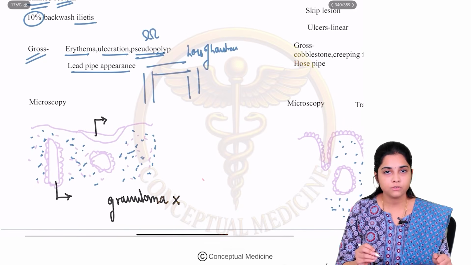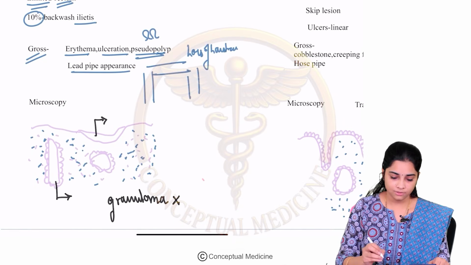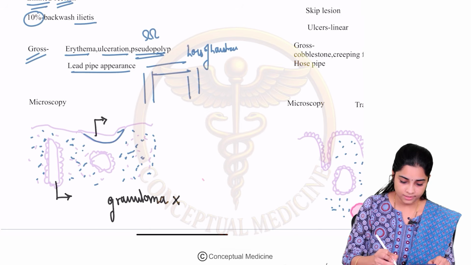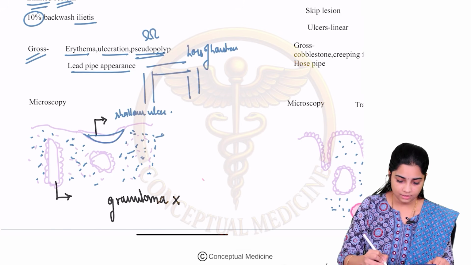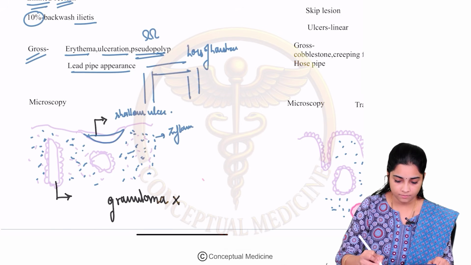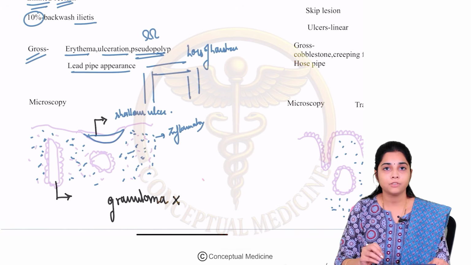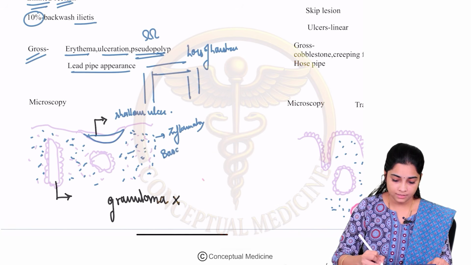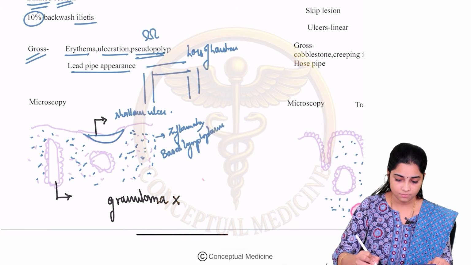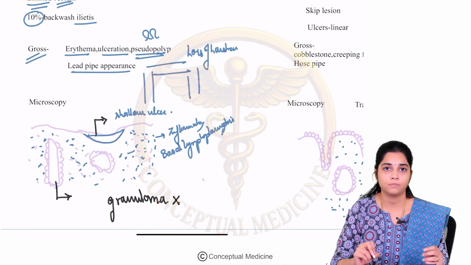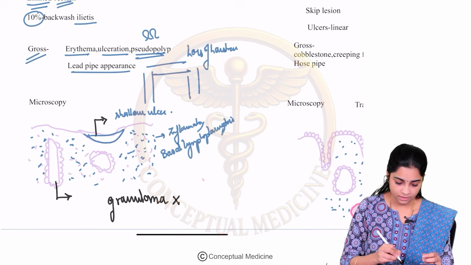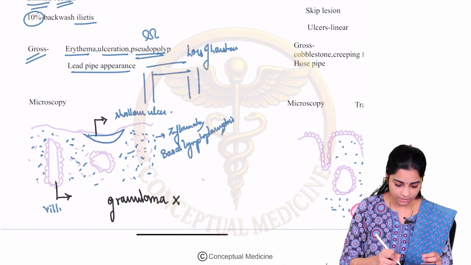So on microscopy, what do you find? On microscopy, you find this. What is this? This is nothing but a shallow ulcer. And what are these cells? These cells are your inflammatory cells. What type of inflammatory cell? You have basal lymphoplasmacytosis. So in the basal area, there is more inflammation. Right? Then the villi are blunted.